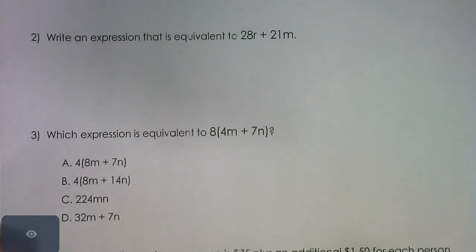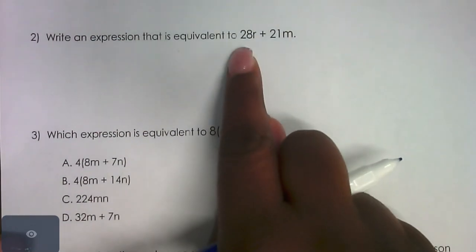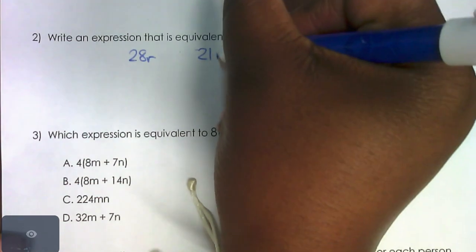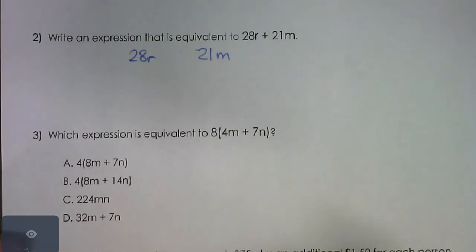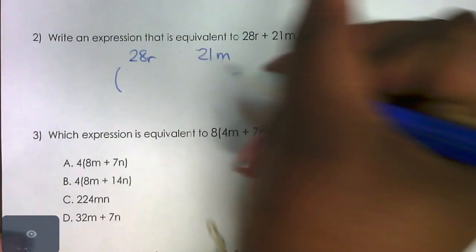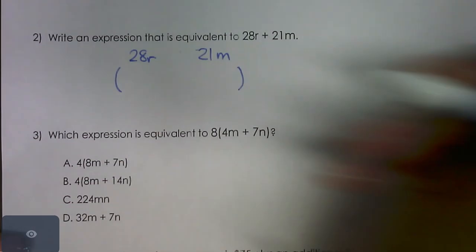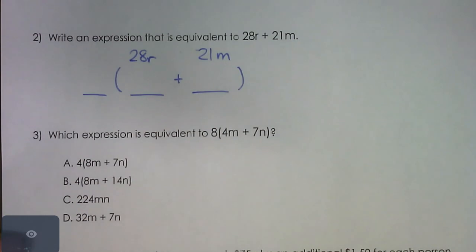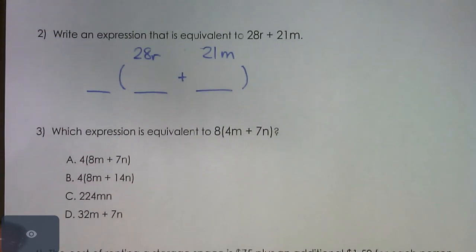Let me show you. So first I notice that I have 2 terms here. So I have 28r and I have 21m. Okay, so now I'm going to set up my framework, adding that addition symbol because that's what I'm doing there. And these lines, that's where I'm going to fill in my information, okay?